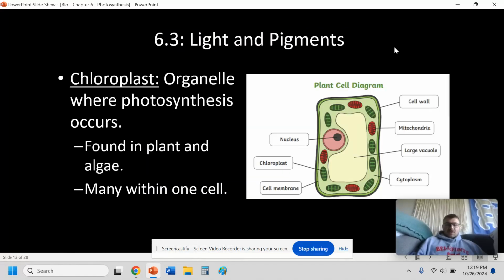All right, section 3 is going to be about light and pigments, but we're going to remind you that we're in the chloroplast, specifically within plants.